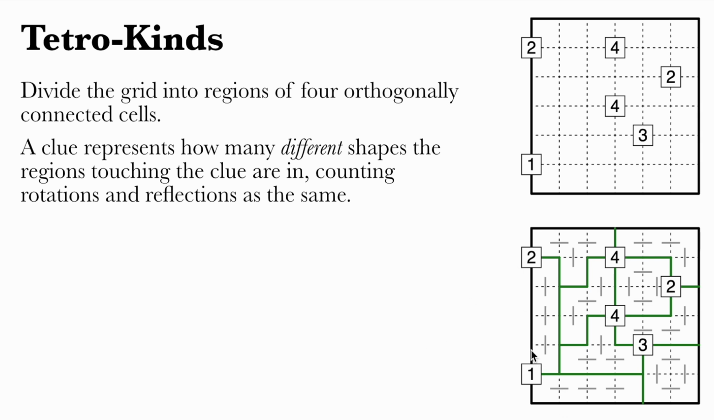And to give the counterexample, this one clue is also touching 2 different areas, but they are the same shape. They're both I's, so it's a 1. And this 2 is touching 2 L's. Note that they're reflected, but that's fine. They're counted as the same shape. They're both L's, and 1 O, so that satisfies the 2 clue. Those are the rules of Tetro-Kinds.